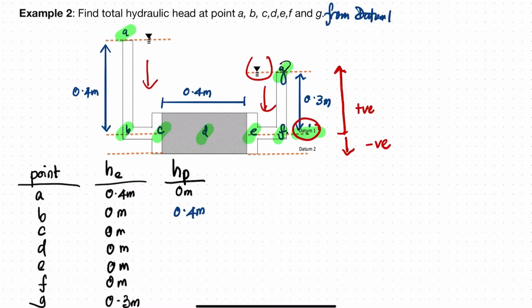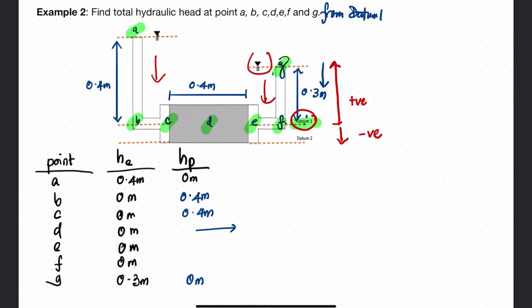For point C as well, it's the same, 0.4 meter for C. Like I mentioned, D, we leave it for next. And then you look at the other side, G, which sits on the water table on the other side of the well. So G is actually 0 meter pressure head. And then F experiences going down, like I mentioned. It has 0.3 meter of pressure head, the same as E, 0.3 meter pressure head.